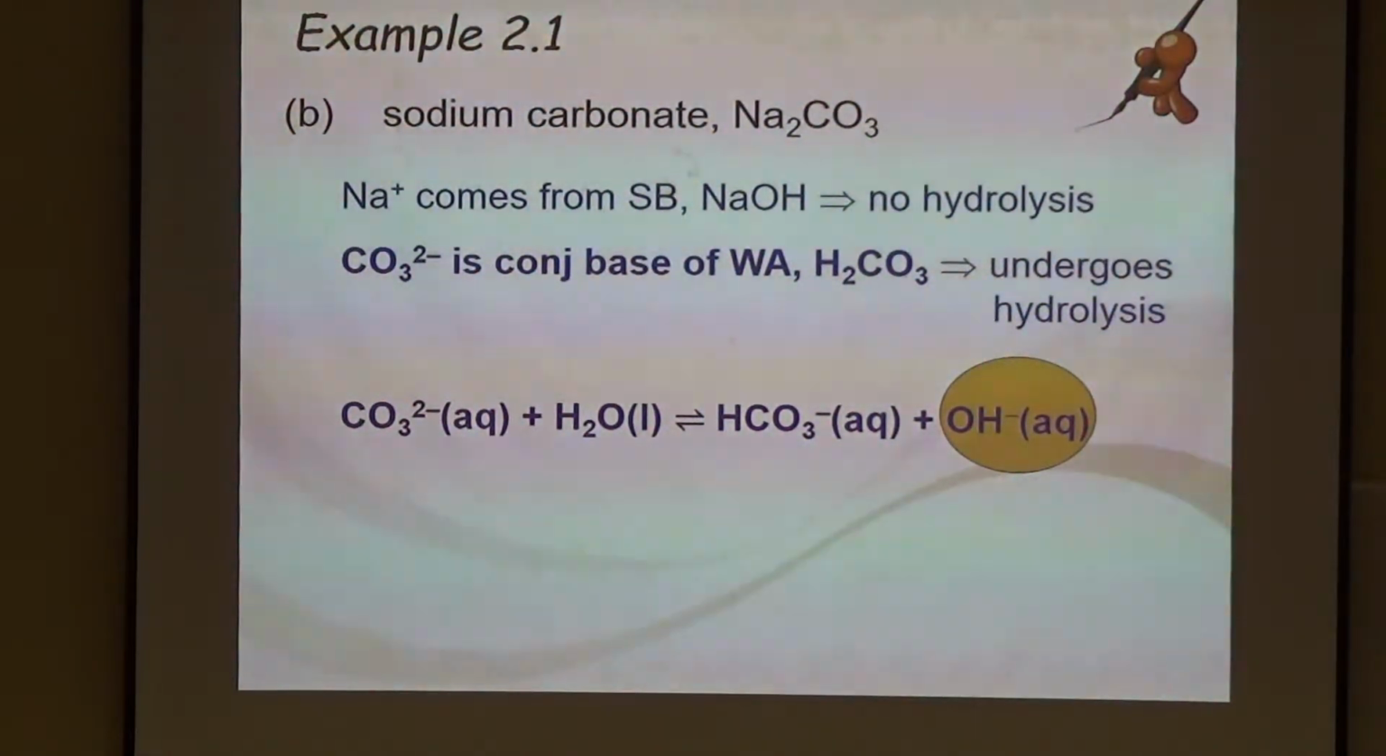I actually have an easy way of remembering whether the salt is acidic or alkaline. If it is a weak base, then the salt will be acidic. This is my own personal way of remembering, it's not a way to explain. If it is a weak acid, the salt will be alkaline. That's just a way of remembering it.